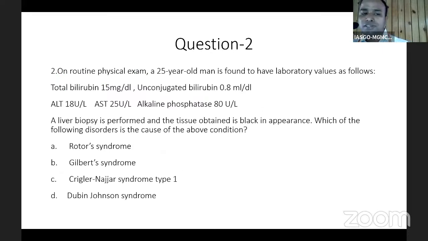Question two: on routine examination, a 25-year-old man is found to have laboratory values as follows. Total bilirubin is 15 milligram per deciliter, and unconjugated bilirubin is 0.8. ALT is 18, AST is 25, alkaline phosphatase is 80. A liver biopsy is performed and the tissue obtained is black in appearance. Which of the following disorders is the cause? The options are Rotor syndrome, Gilbert syndrome, Crigler-Najjar, and Dubin-Johnson.